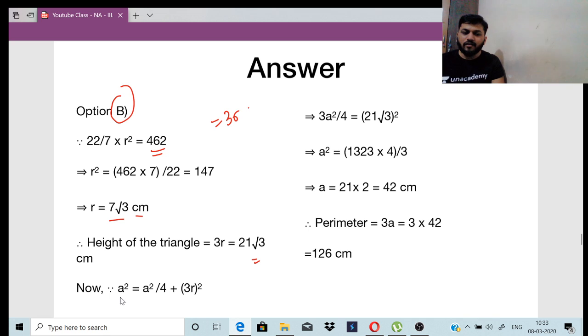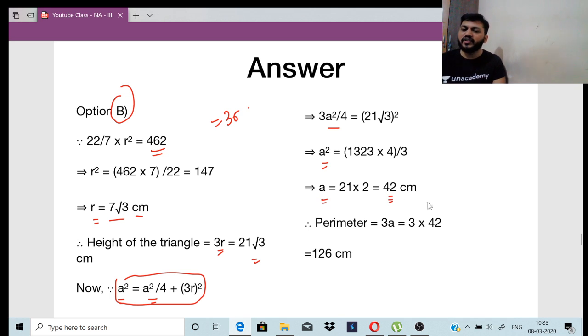Okay. Now we have a square is equal to a square divided by 4 plus 3r square, right? We know the value of r. Formulate this equation. So this will be 3a square by 4 is equal to 21 root 3 square. A square is equal to 1323 into 4 divided by 3. A is equal to 42 centimeter.